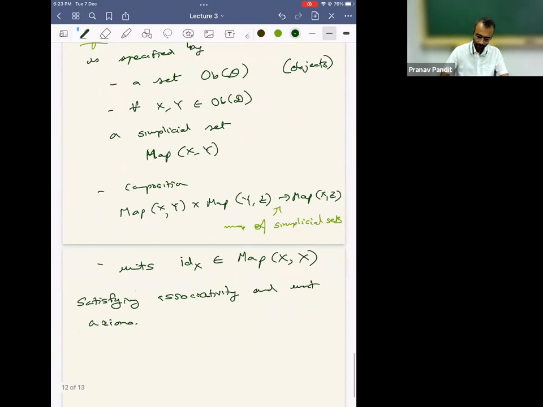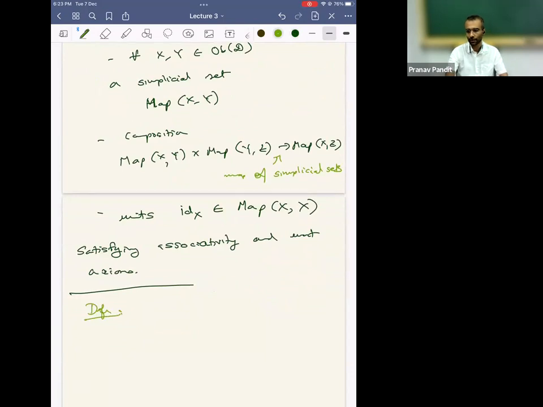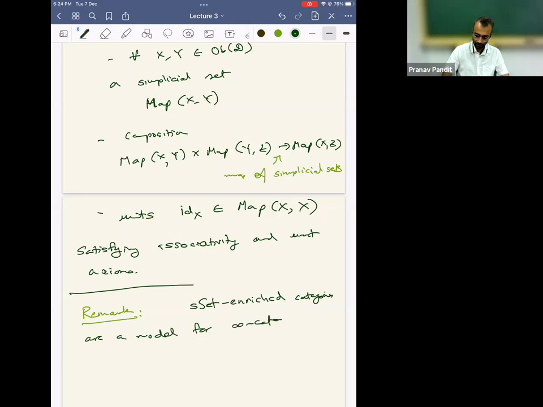And given, so maybe let me give one remark here. I gave one definition of an infinity category before, but let's not call it a definition, let's say remark. So earlier I said that weak Kan complexes are a model for infinity categories. It turns out this is another model for infinity categories. So another way to model the same idea: S set enriched categories are a model for infinity categories.